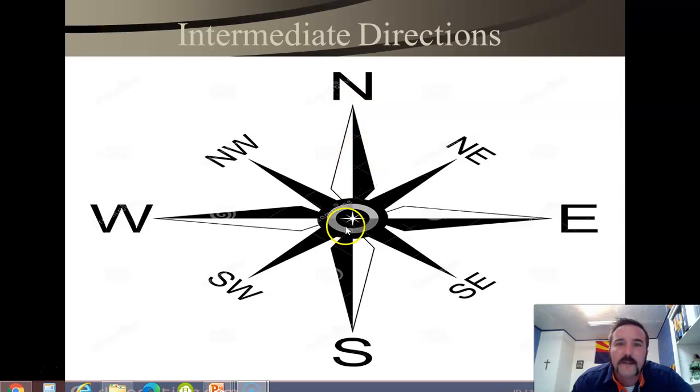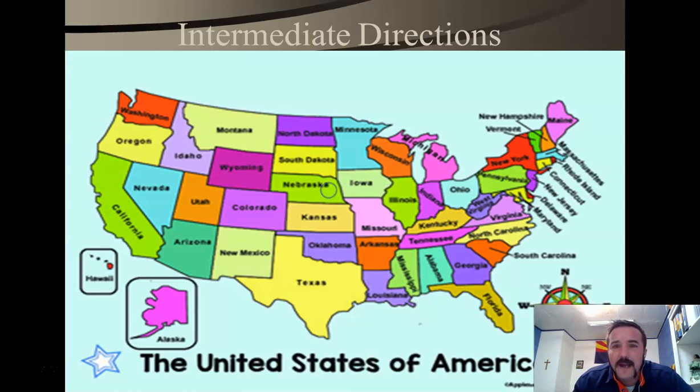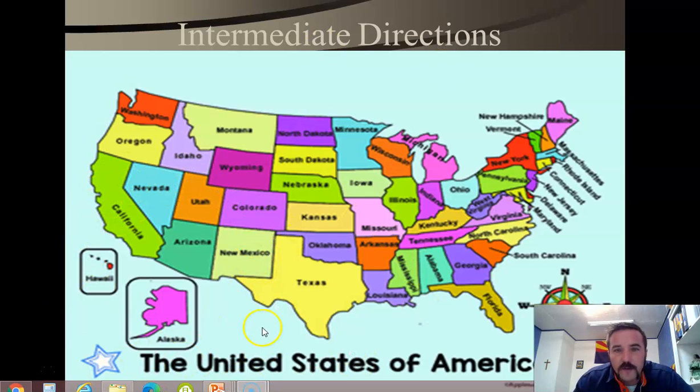So again, if you're going north, that's great. If you're going west, that's great. But if you go kind of this way, that's one of those intermediate directions or middle directions, and that way you're going northwest. Again, there's no such direction as west-north. It's not a thing. It has to be north and south first, so northwest. If you look back here at this map of the United States, here's good old Arizona.